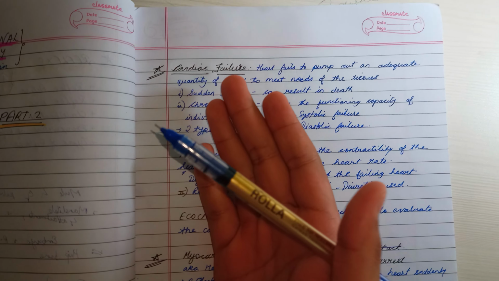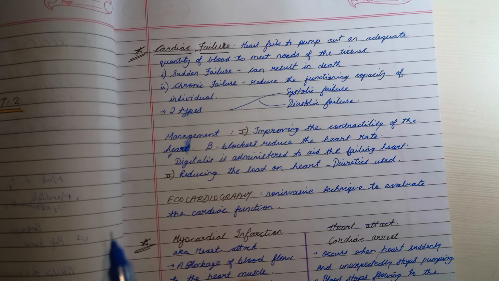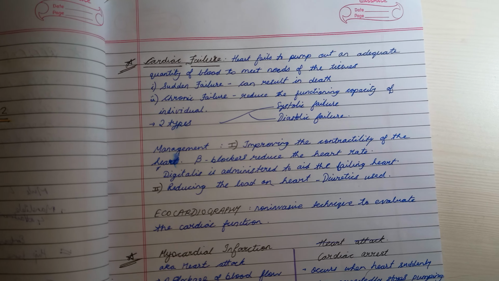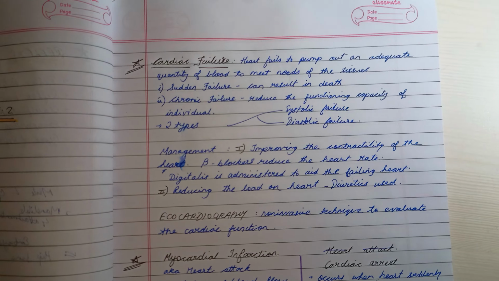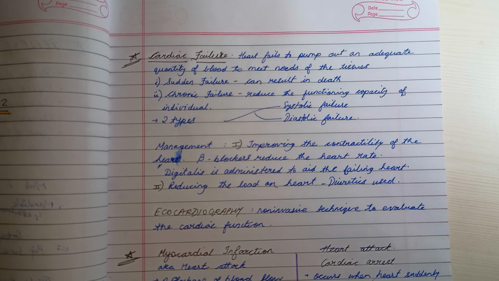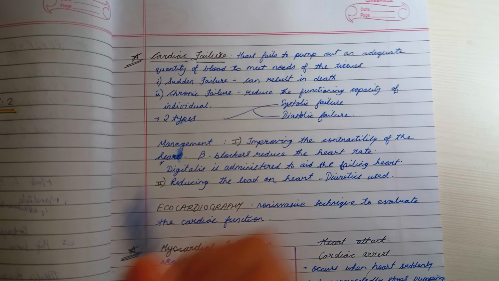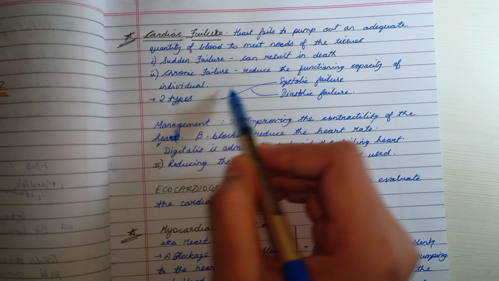What is a cardiac failure? To define cardiac failure, we need to understand that it is a medical condition in which the heart fails to pump out an adequate quantity of blood. Okay, the heart fails to pump an adequate quantity of blood to meet the needs of tissue. Easy. Now, chronic failure can reduce the functioning capacity of the individual. If it's sudden failure, it results in death.